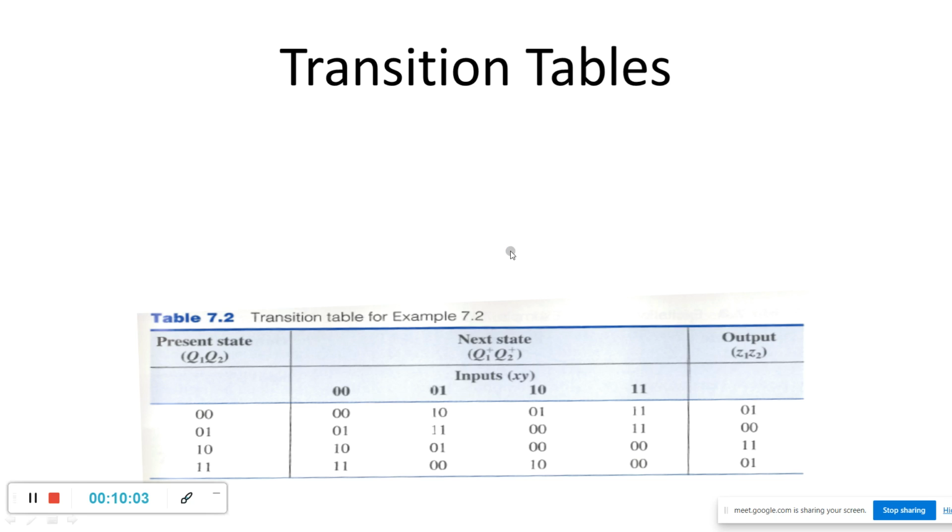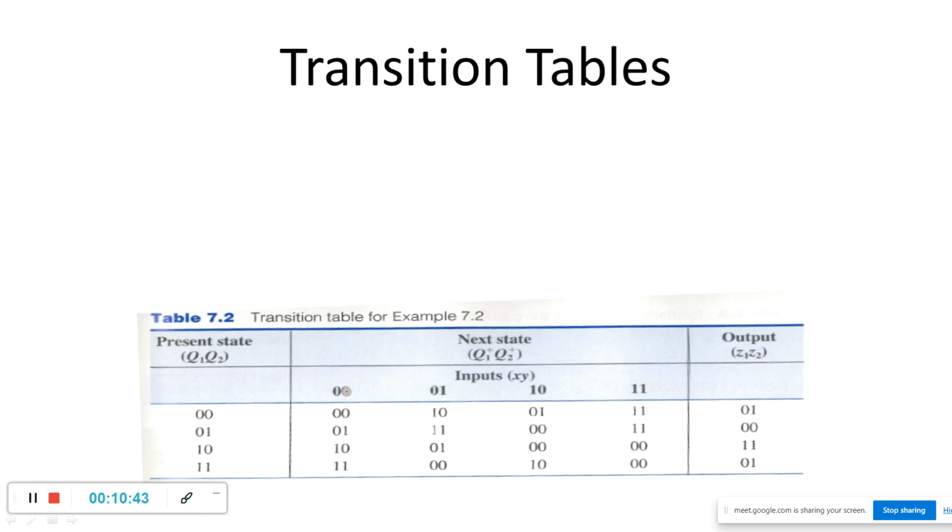Okay, next step. Here you need to write the transition table. How do you write the transition table now? See here, present state is q1 q2, so write directly 0 0, 0 1, 1 0, 1 1. Next is the next state, so write q1 plus q2 plus. Inputs are two here, x and y, so xy can be 0 0, 0 1, 1 0, 1 1, isn't it? So how to construct this now?